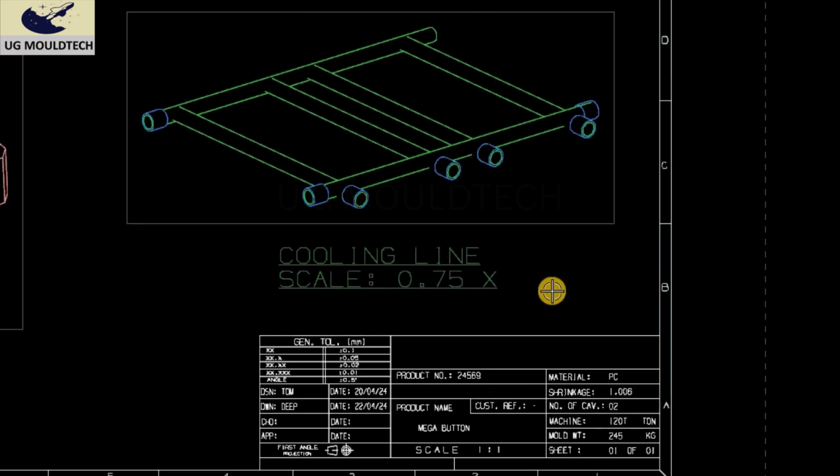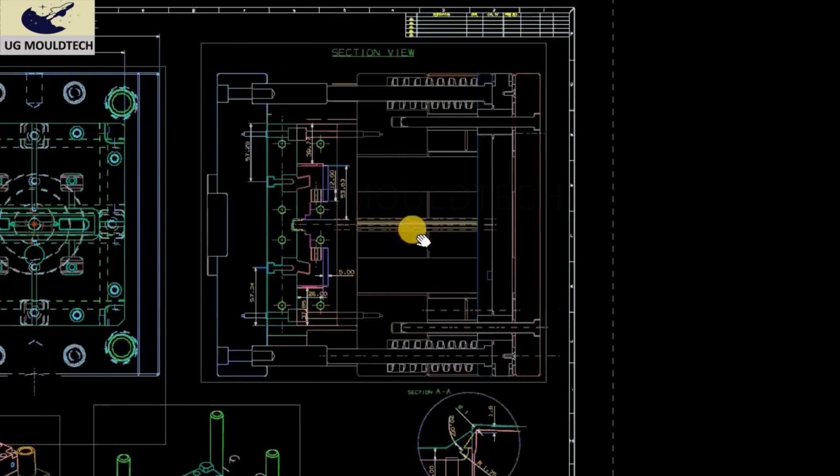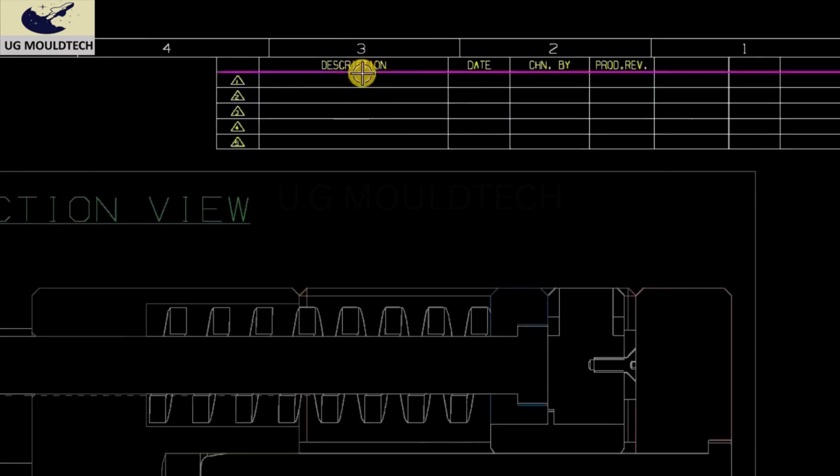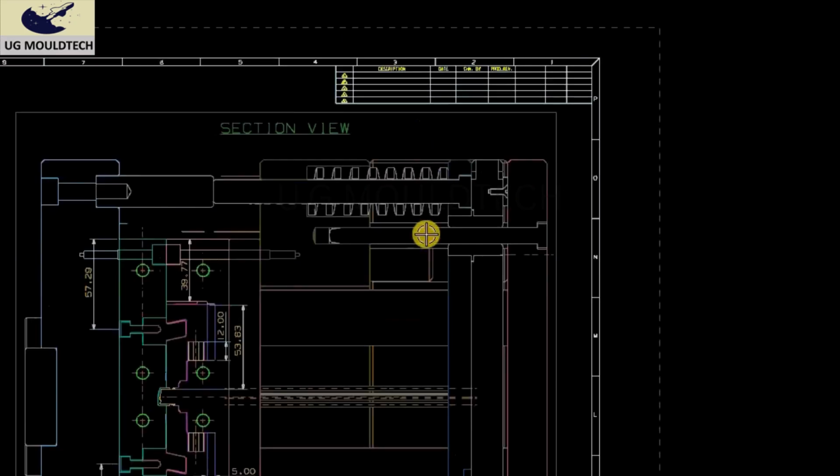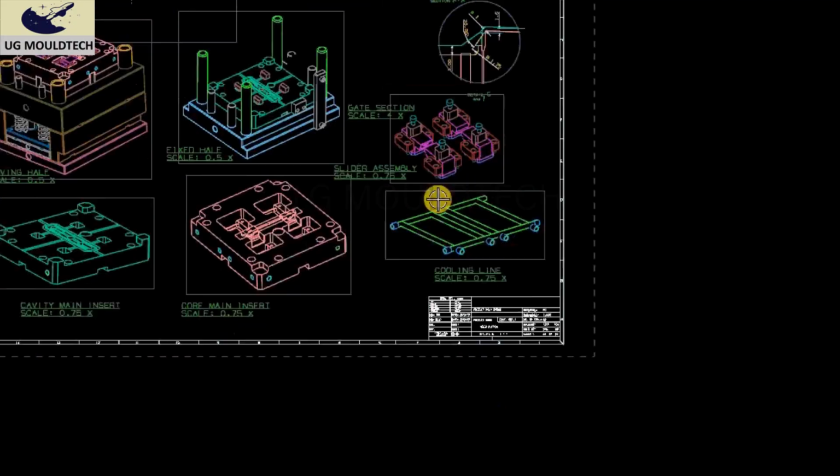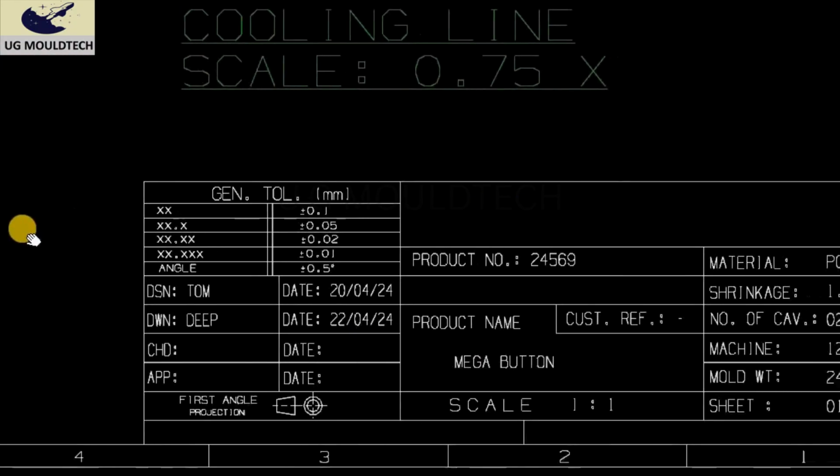There will be a revision also. The revision column and date you can find on the top. This is the revision column, description, who has done it and on what date, if any revision comes. This is the first step of any injection mold drawing.